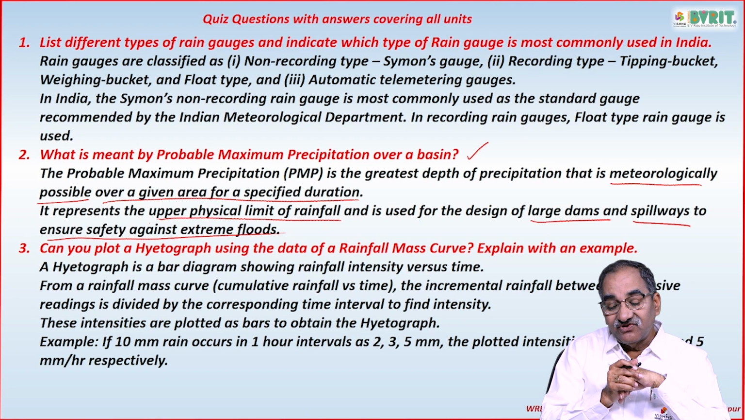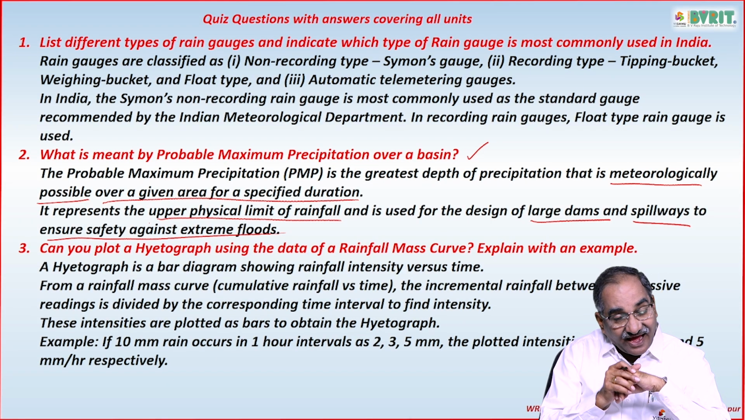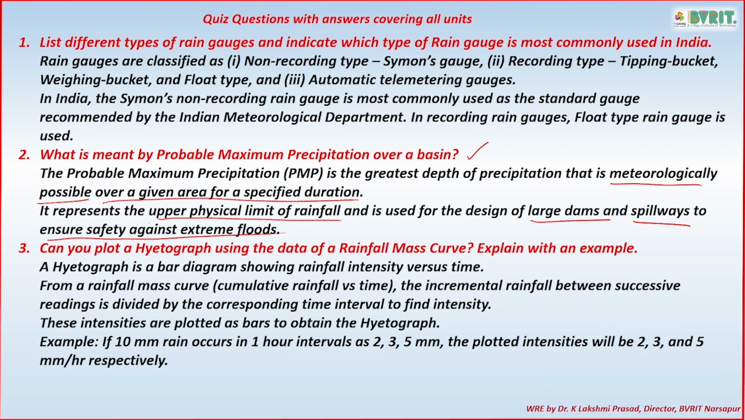Can you plot a hydrograph using the data of a rainfall mass curve? Yesterday again this was a repeated question. What is a hydrograph? If you take, for example, time on the x-axis, on the y-axis will be rainfall intensity. That is what we will take. So the hydrograph is nothing but a bar diagram. This is how basically the hydrograph looks.